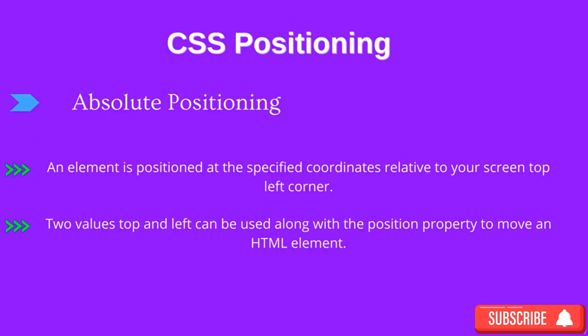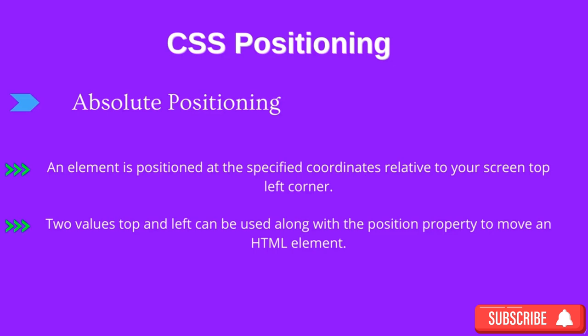The x-axis means the horizontal one, which is taken from the left-hand side, and the y-axis is vertical, taken from the top. So on the basis of the coordinates you pass, the particular element will be placed at that location. The element is positioned at the specific coordinates relative to your screen's top left corner.